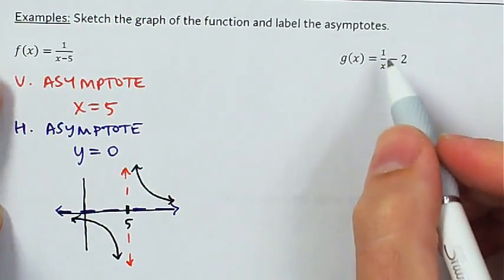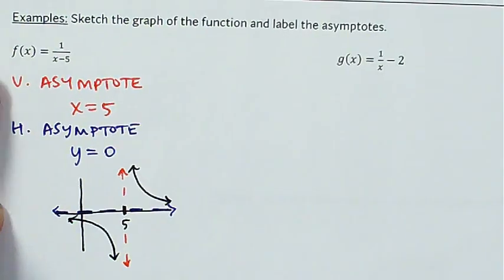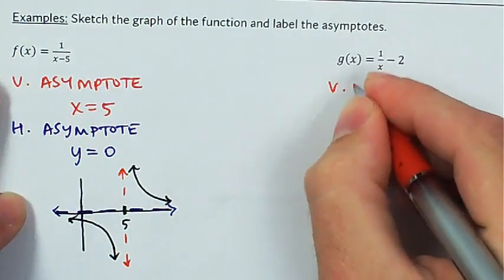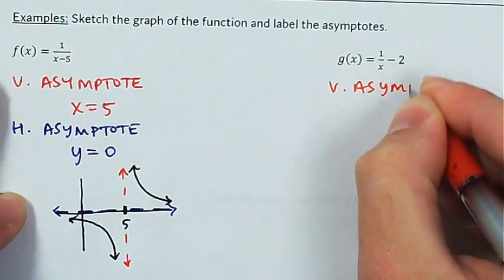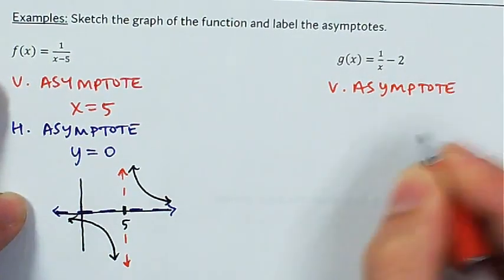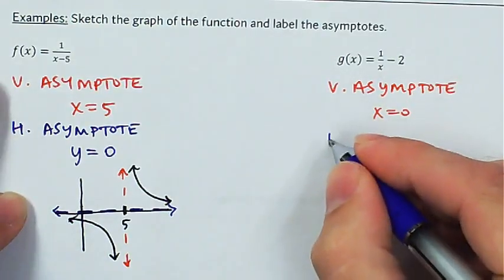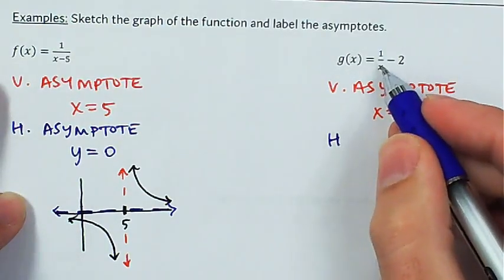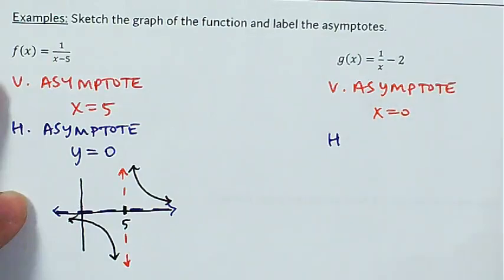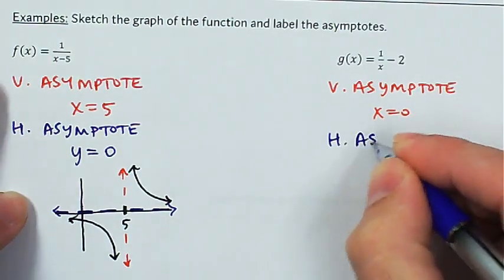Okay, now g of x equals 1 over x minus 2. The vertical asymptote would be x equals 0. And the horizontal asymptote is going to be y equals -2 because 1 over x can't equal 0, so 1 over x minus 2 can't equal -2.